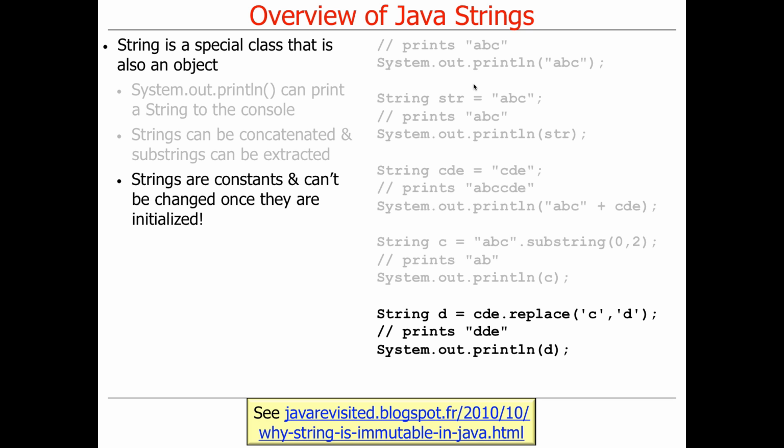So here's an example. D is a new string that contains the contents of CDE where C is replaced with D. But CDE is not changed. If you wanted to modify CDE, you couldn't modify it. You can do CDE = CDE.replace, yes, but that'll create a new object and assign CDE to the new object.